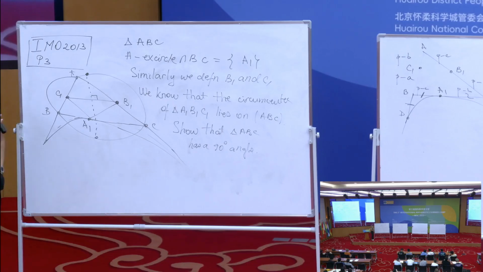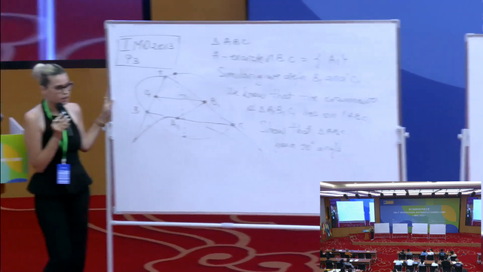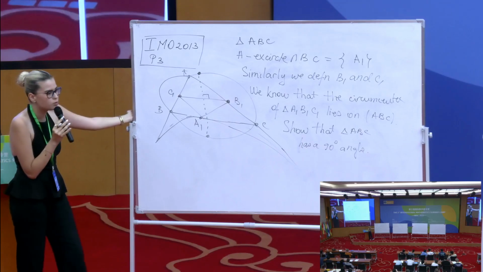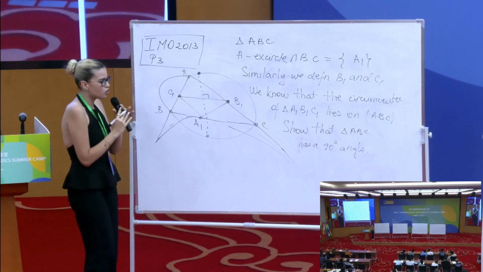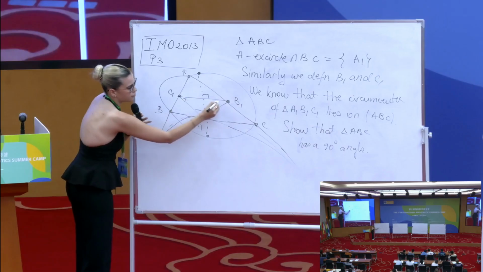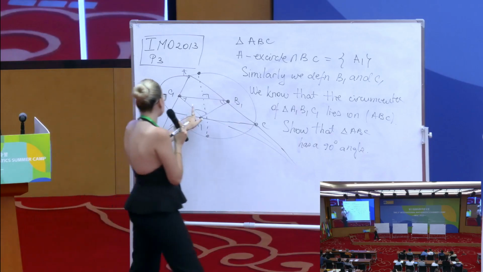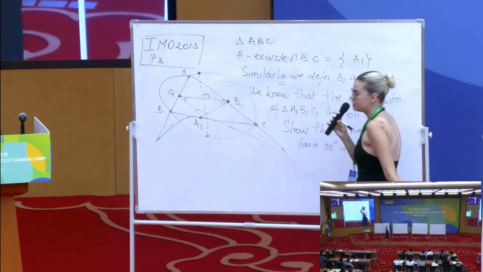Another observation to make is the following. The diagram is kind of weird right now, but notice that the circumcenter of A1B1C1 has to lie on the big circle, and the big circle is outside of the triangle. This happens if and only if we have an angle which is greater than 90 degrees. So one of these angles will have to be greater than 90 degrees. Let's assume without loss of generality that this angle is greater than 90 degrees.